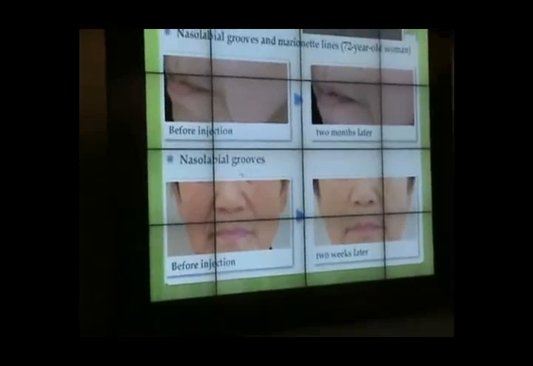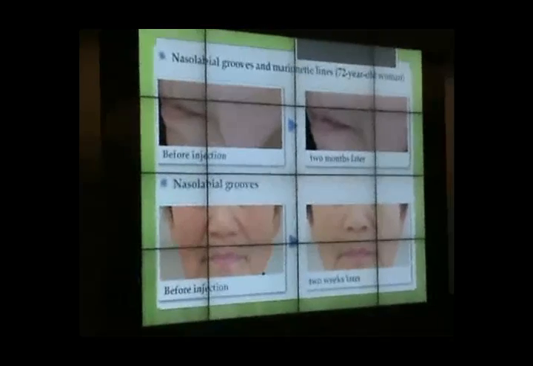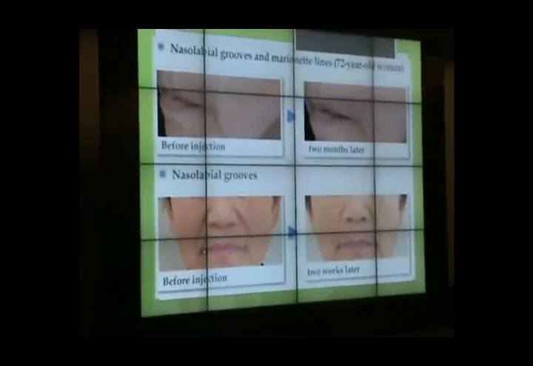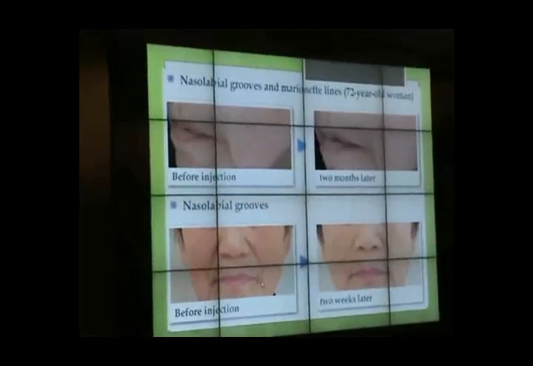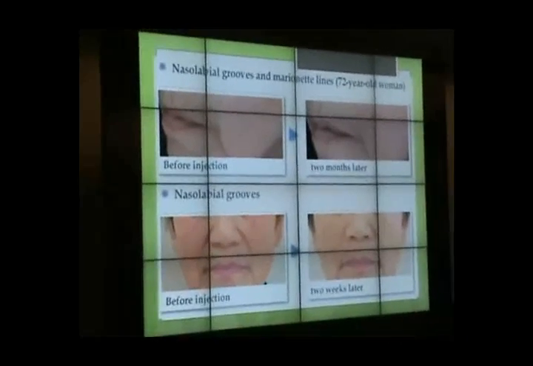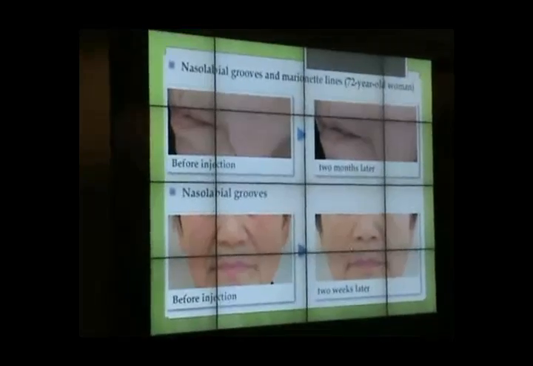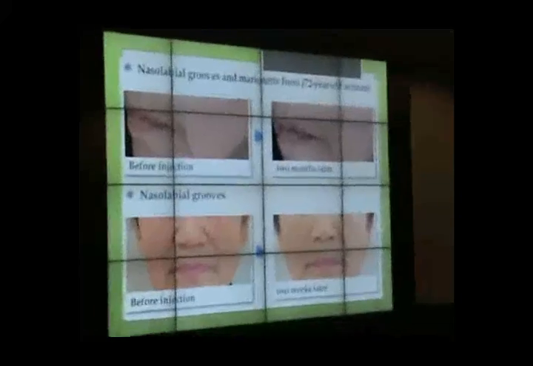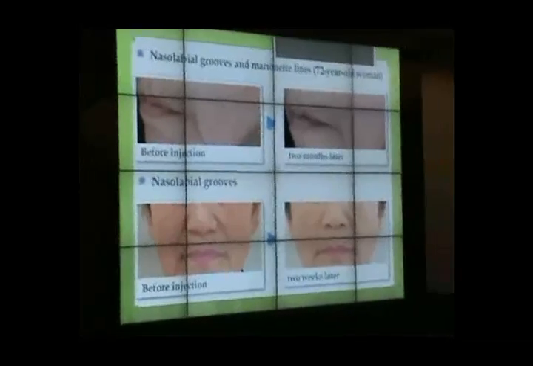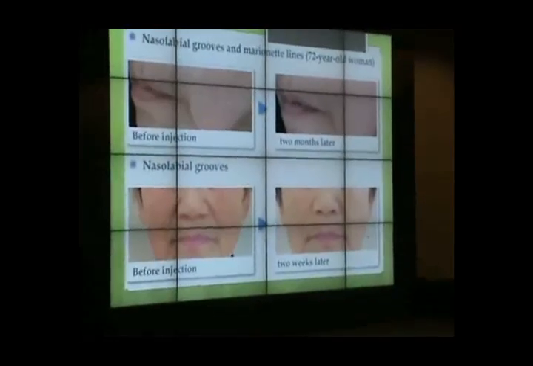You can take a look here at the nasolabial groove and the marionette lines in a 72-year-old lady. The picture on your left shows just before the injection, and the one on the right just 2 months later, with marked improvement. In the nasolabial groove, you can see just before injection the marked lines, and 2 weeks later, it's almost like a filler, as if you were using hyaluronic acid or any other calcium hydroxylapatite type filler.